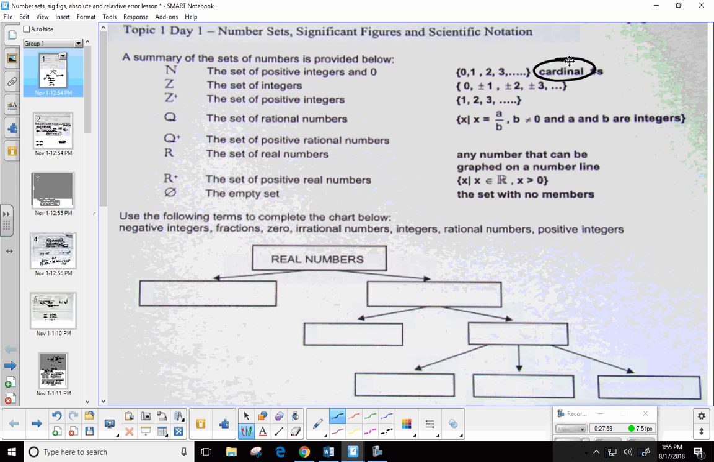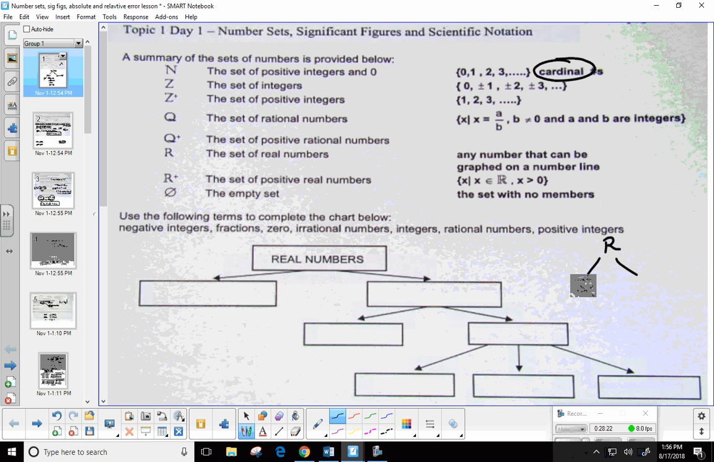Maybe it would be easier if we worked from the top down instead of just the bottom up. Any number that you ever come across can be classified as what? It is real. Okay, now the reals are going to be broken up into 2 subgroups, 2 categories. The rational and the irrational.